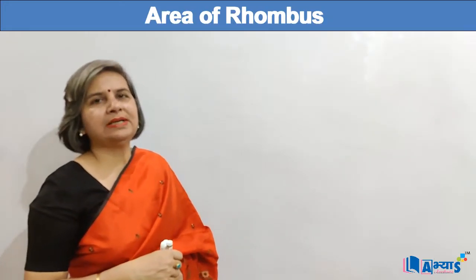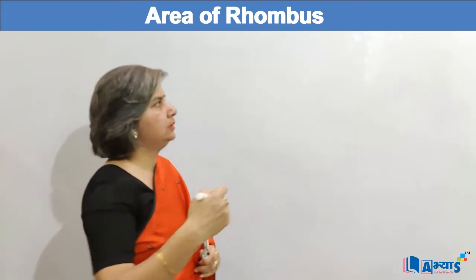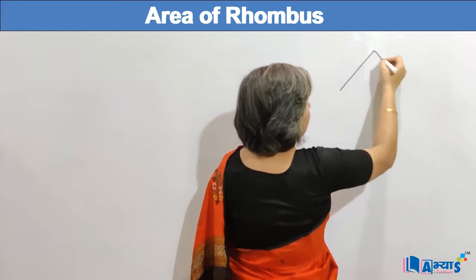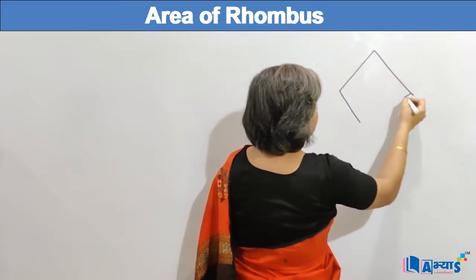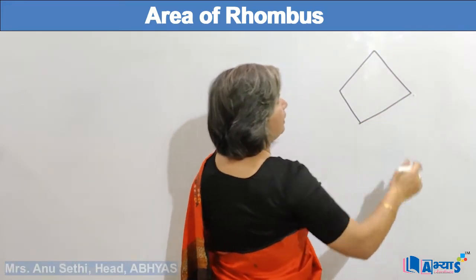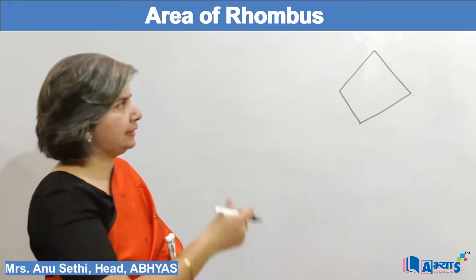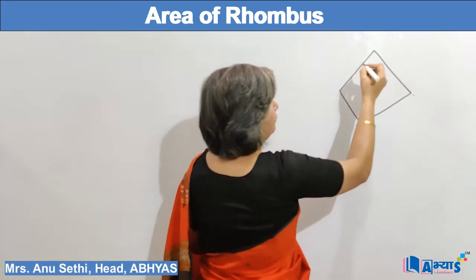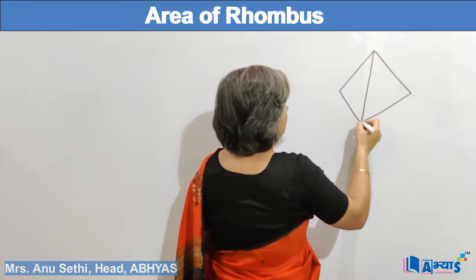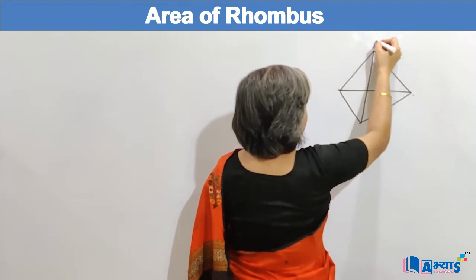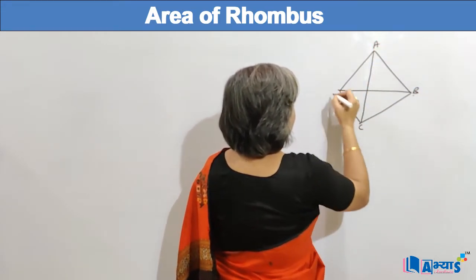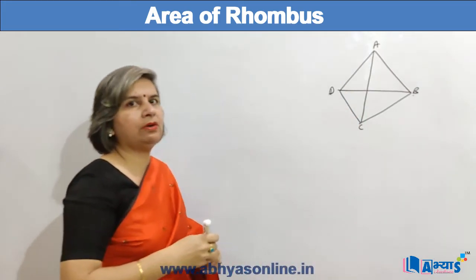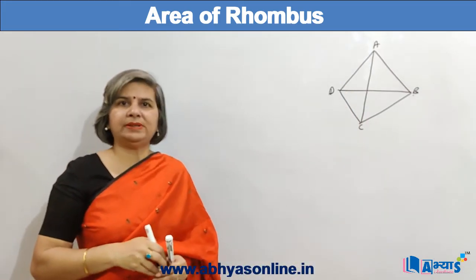Now I am going to discuss the concept of area of a rhombus. A rhombus is a quadrilateral in which all the sides are equal. It is a type of parallelogram in which all the sides are equal, and if we are supposed to find the area, then we can use the concept of parallelogram. That means area of a parallelogram, we know that it is equal to base into height.